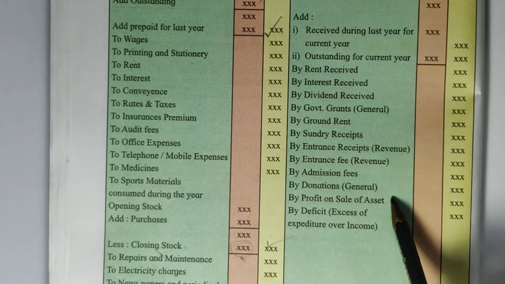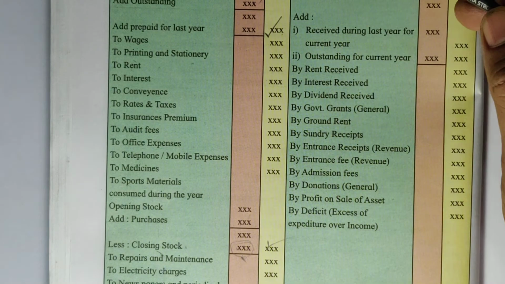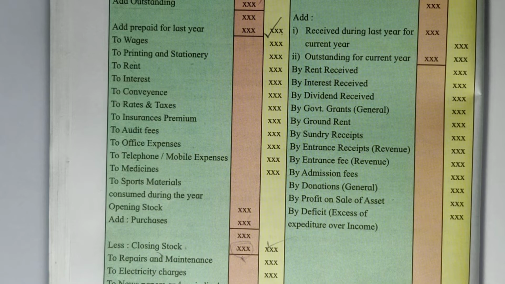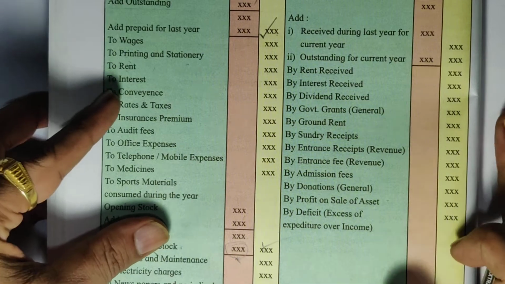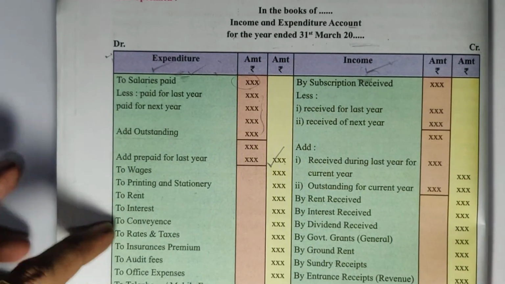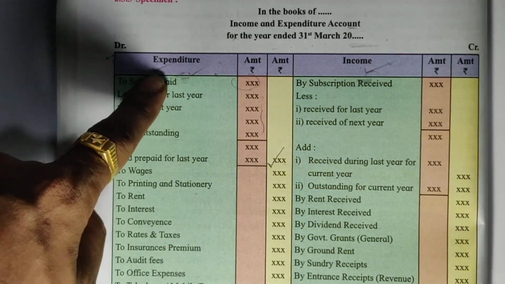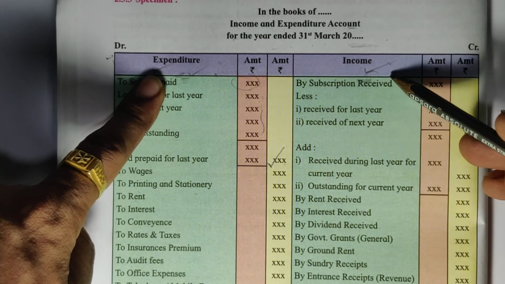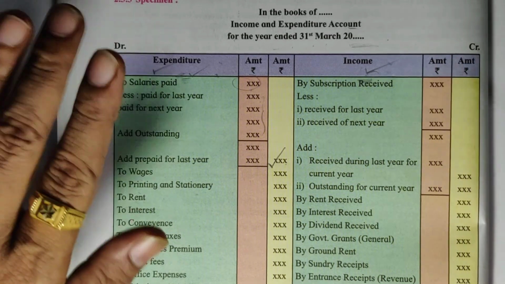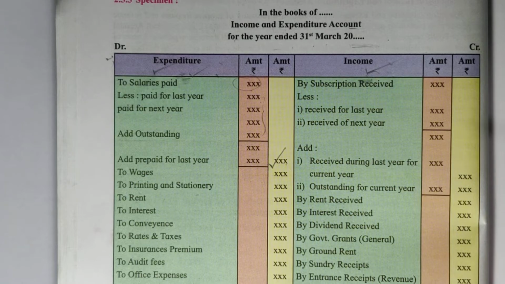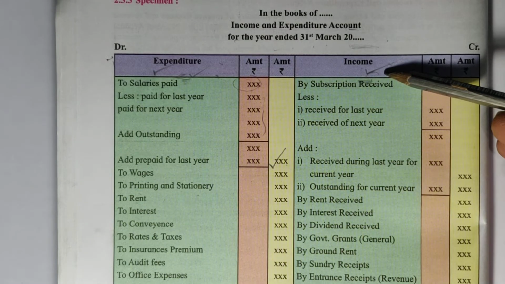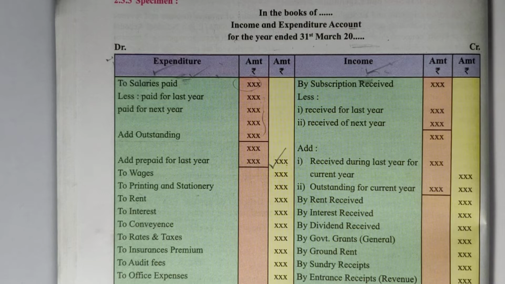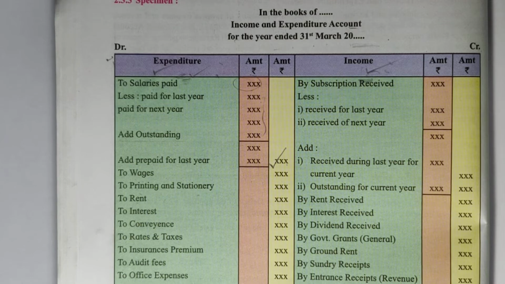Profit on sale of asset, all these are incomes made by the organization during the year. If the expenditure side is more, that is, the debit side of income and expenditure is more than the credit side, that is the income side, there is a deficit. And if the income side is more, then there is a surplus. Surplus will be added to the capital fund and deficit will be deducted from the capital fund.